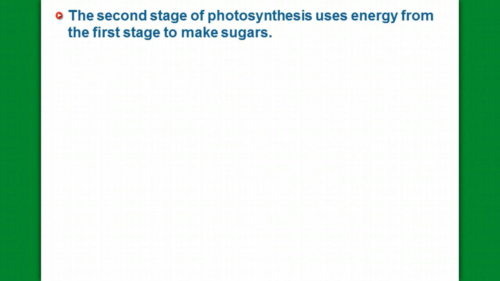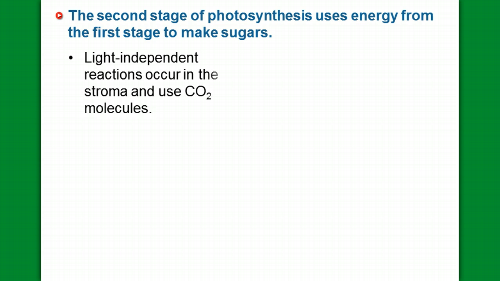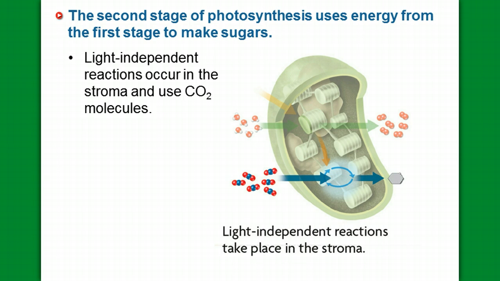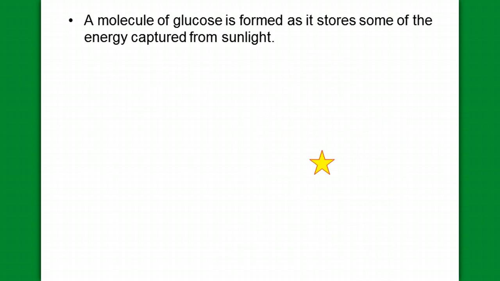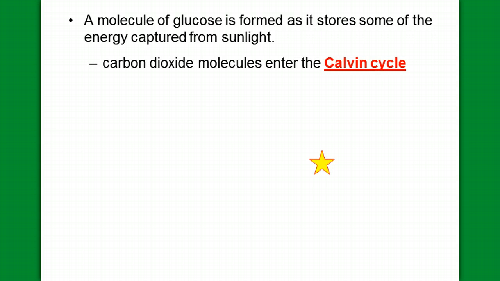Now, the second stage of photosynthesis uses energy from the first stage to actually make the sugars. So this is the whole reason ATP gets made. So now we're looking at the light-independent reactions. Remember that these occur in the stroma, in that fluid in the chloroplast, and use carbon dioxide molecules, 6 of them if you recall. So a molecule of glucose is formed as it stores some of the energy captured from sunlight.